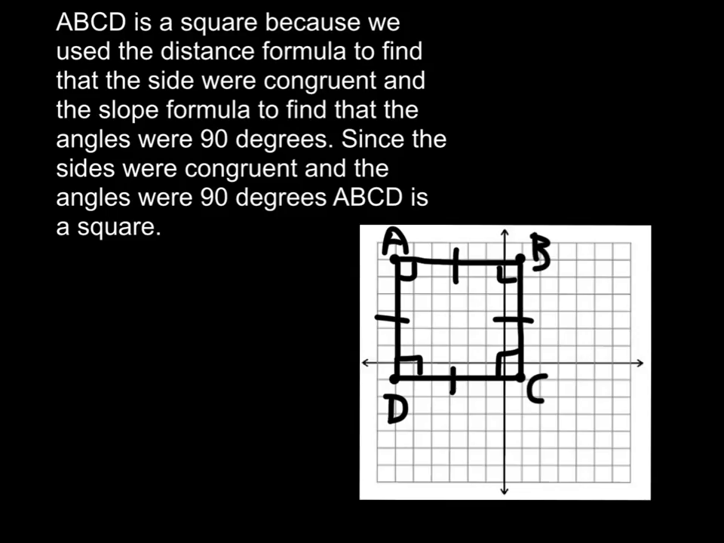ABCD is a square because we used the distance formula to find that the sides were congruent and the slope formula to find that the angles were 90 degrees. Since the sides were congruent and the angles were 90 degrees, ABCD is a square.